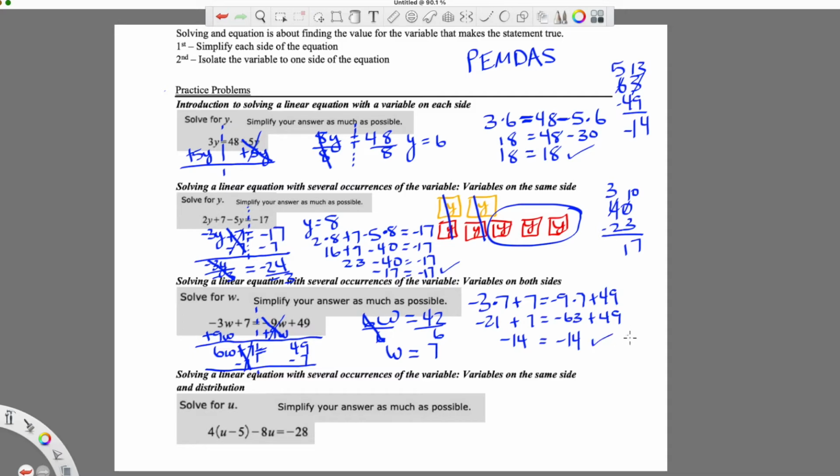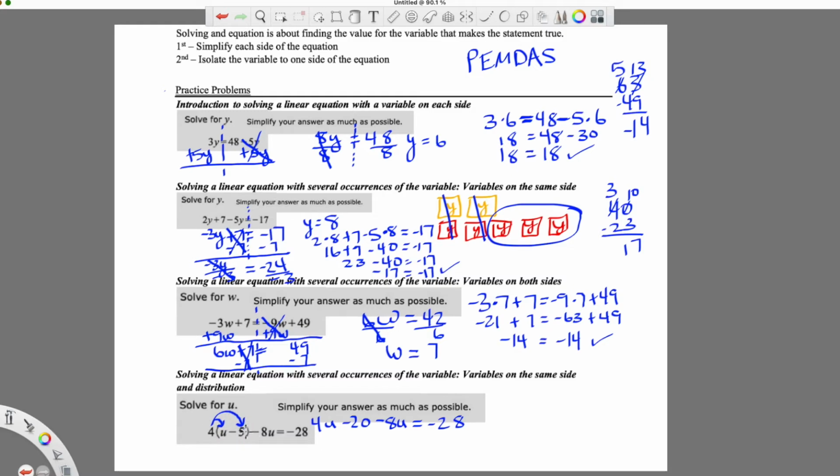All right, one more of these guys, and we're going to look at distribution on this one. So that's when we have our parentheses. For simplification, parentheses come first. When I have parentheses, what I can do is multiply that number out in front by every term inside of the parentheses. So 4 times u gives me 4u, and then 4 times negative 5 gives me negative 20. And then I still need to have minus 8u, because that was outside of the parentheses, that doesn't get multiplied, minus 28. Now we don't have parentheses anymore because I don't need them once I distribute this.